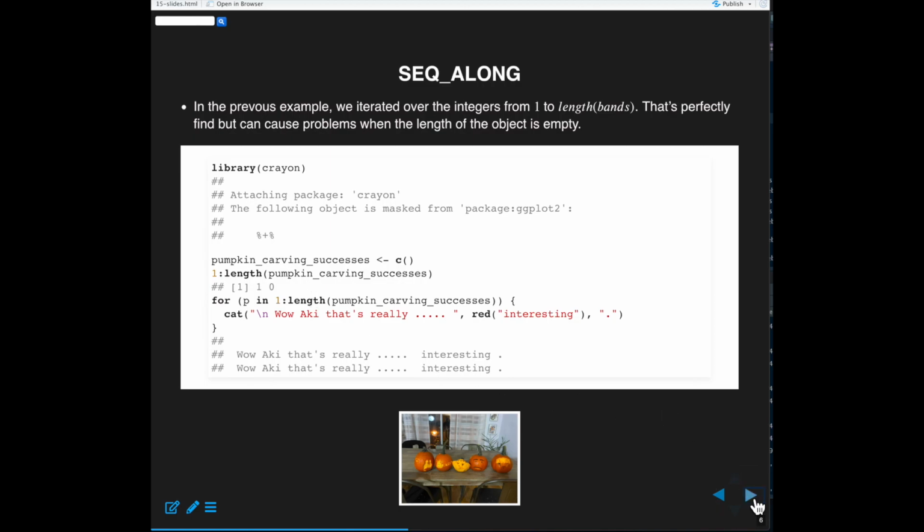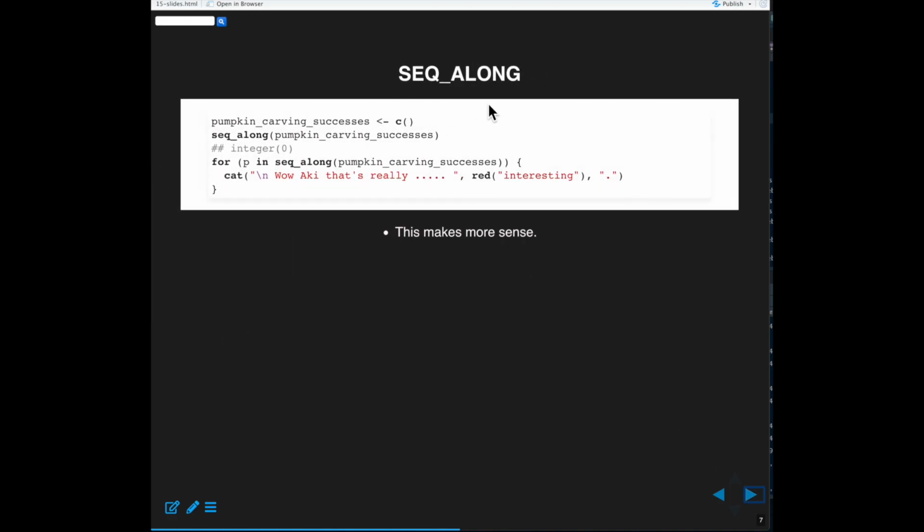Now, I can rectify that situation by using seq_along. Here, again, Aki has no skill carving pumpkins. If I ask for seq_along, I now get back just integer 0. So if I say for P in seq_along of pumpkin carving successes, now there's nothing there, and there is no output at all. And this makes a lot more sense. It corresponds to our notion of reality, right?